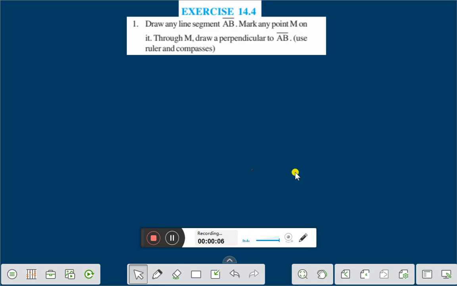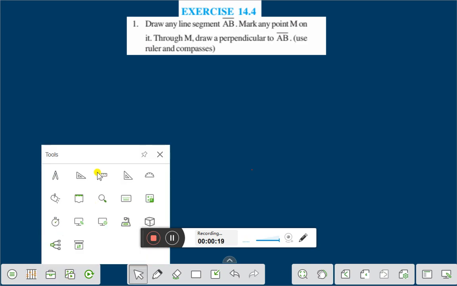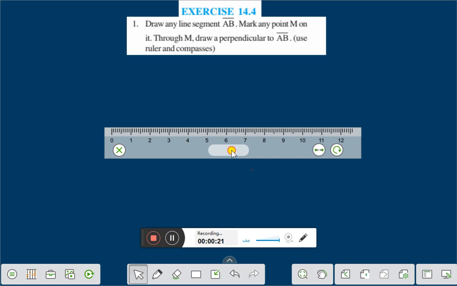Draw a line segment AB. Mark any point M on it. Through M, draw a perpendicular to AB. Use ruler and compasses. First of all, let us take a ruler. We have taken a ruler here.